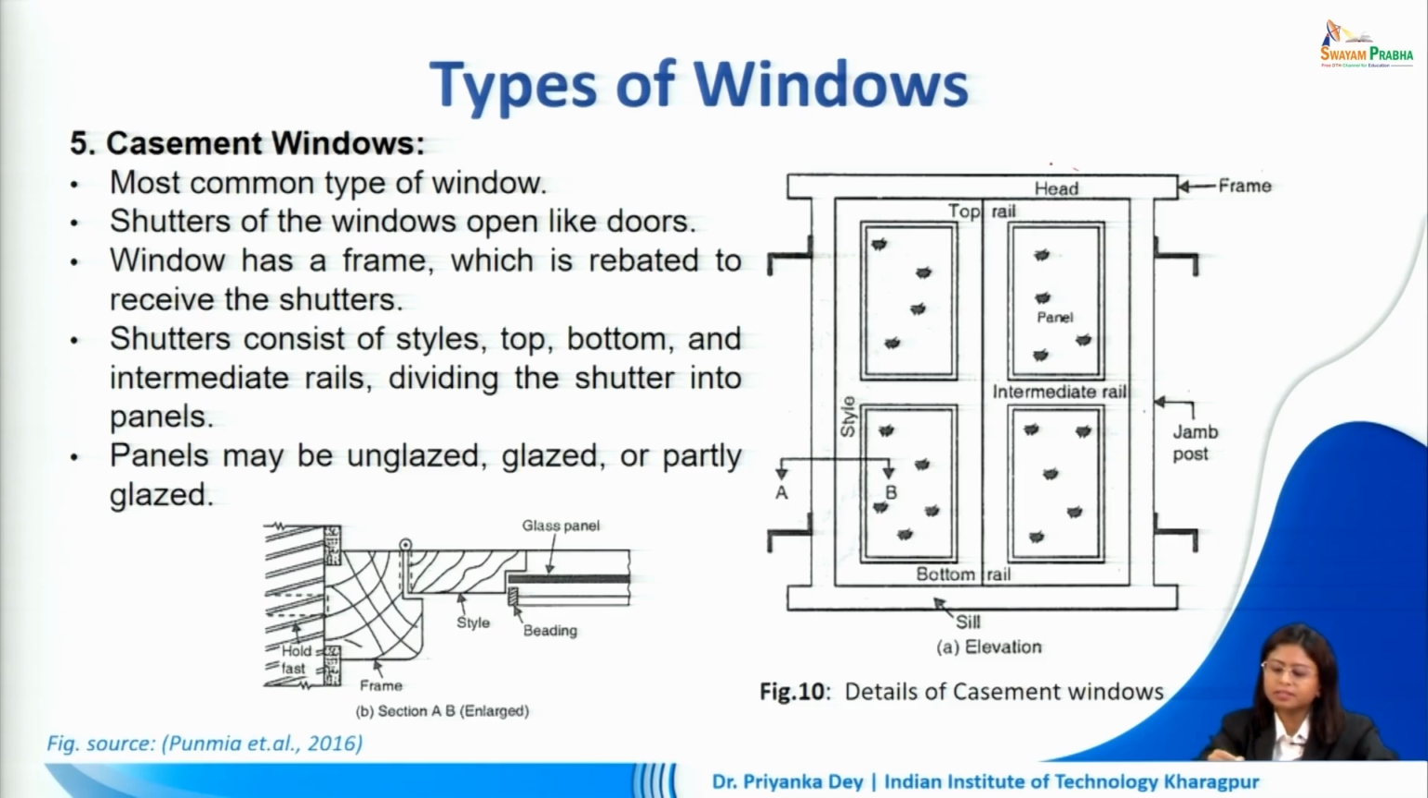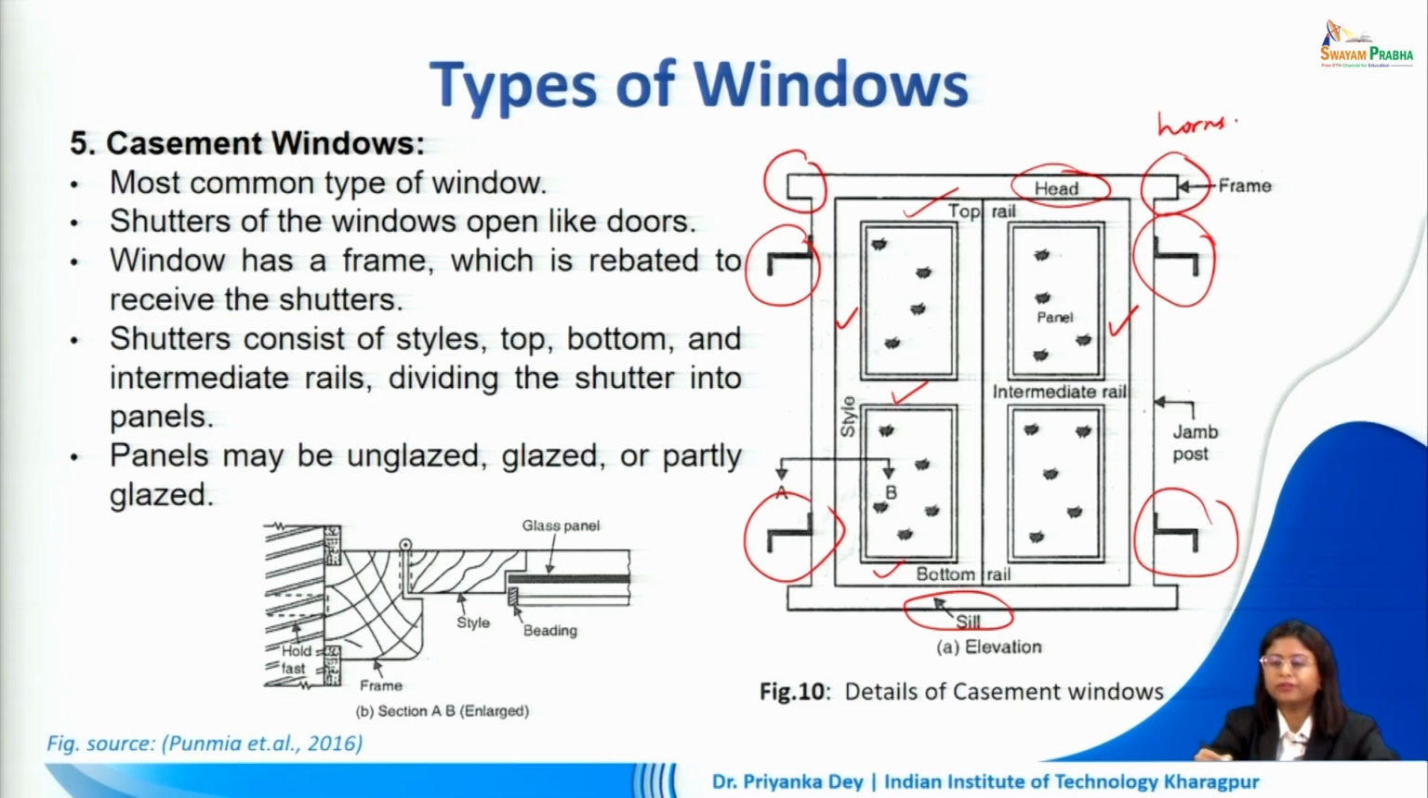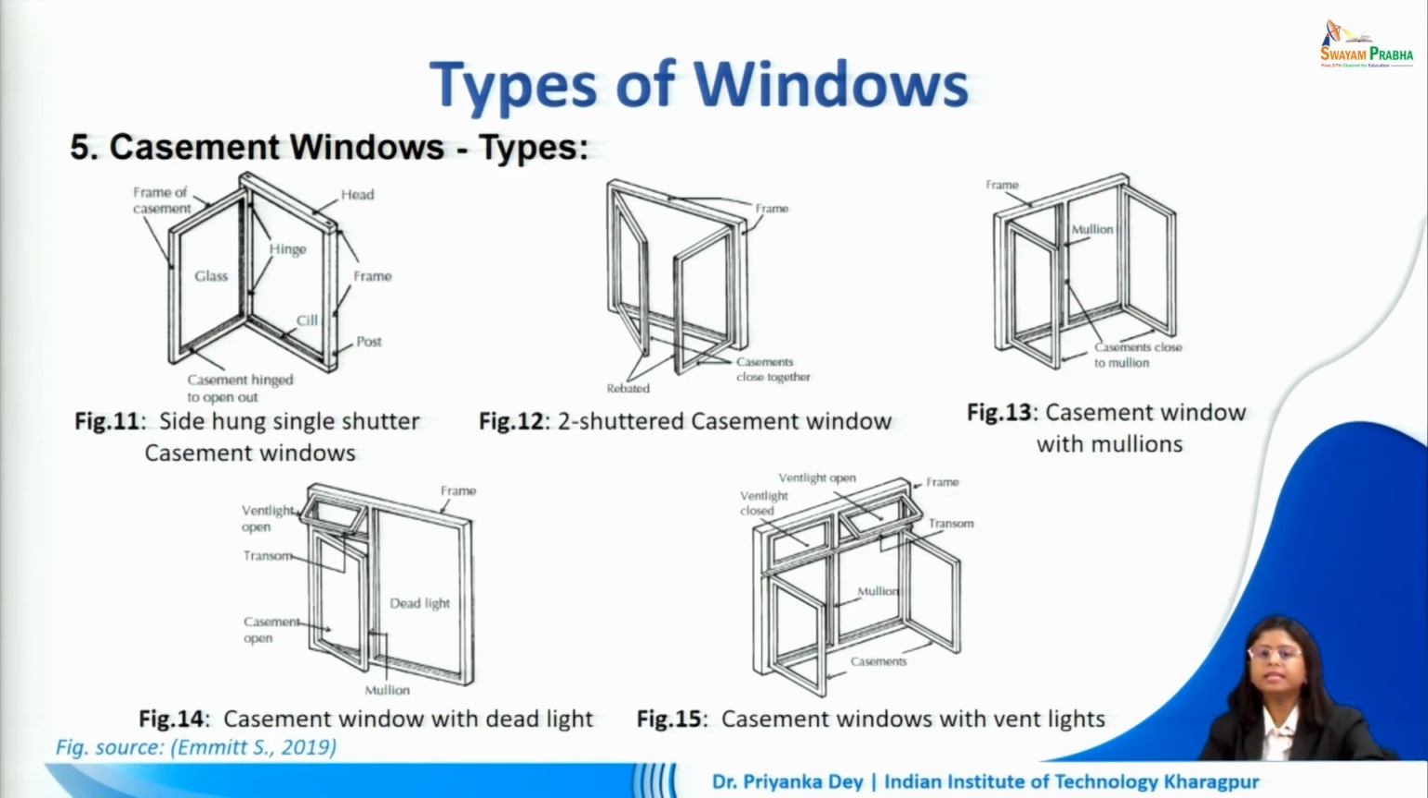So as we can see here, this is the head, the sill, and we have the top rail, the bottom rail, and in between we have the intermediate rail. We have the two stiles on the side, and the overall window is fixed with the help of holdfasts. We also have horns in the end, in the frame. In case of casement windows, depending upon the number of shutters we are having, we can classify it accordingly. So we can have side hung single shutter casement windows.